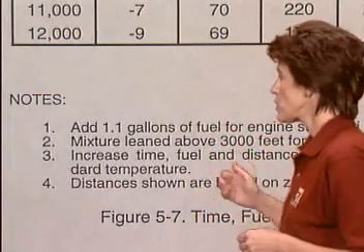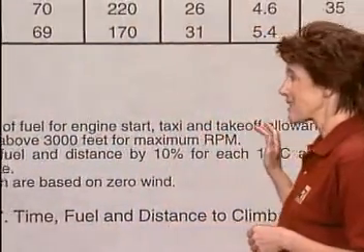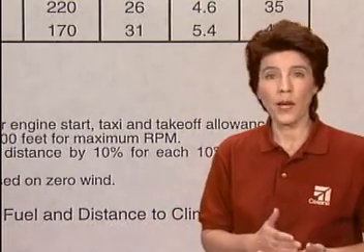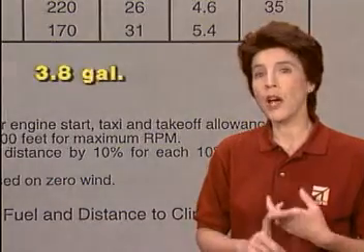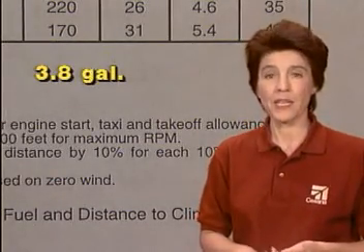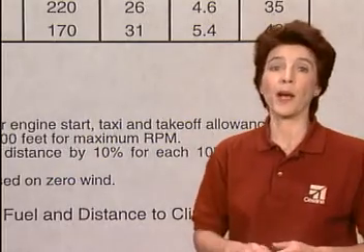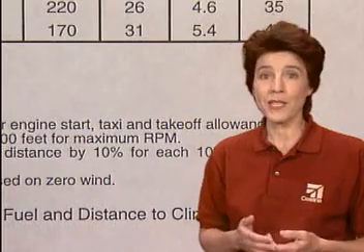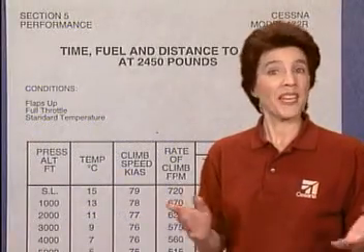Now let's look down here at Note 1. You're going to add 1.1 gallons of fuel for engine start, taxi, and takeoff allowance. So you're going to add that 1.1 to 2.7 gallons you just calculated for a total of 3.8 gallons. This allowance should bring you comfortably from the parking ramp up to cruise altitude. Notice, too, that you rounded up at every step and took the most conservative interval to begin with.